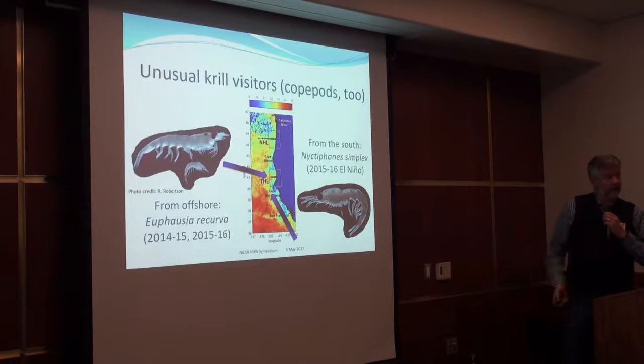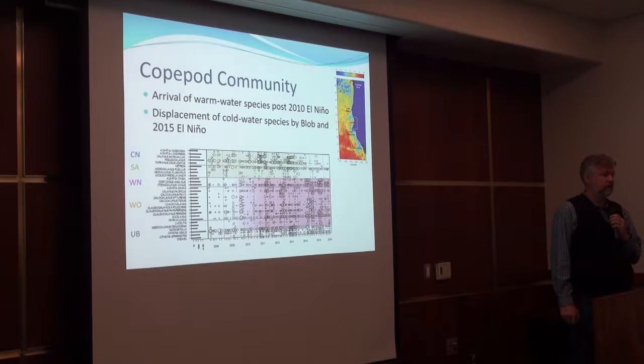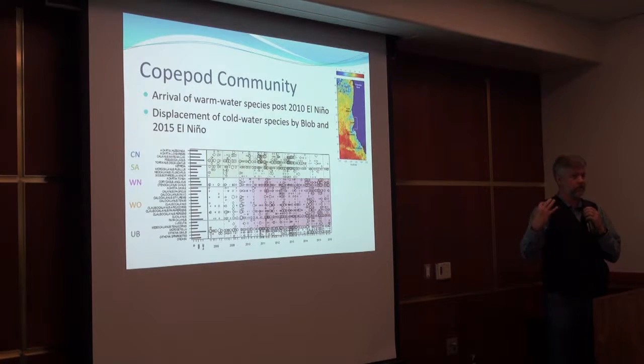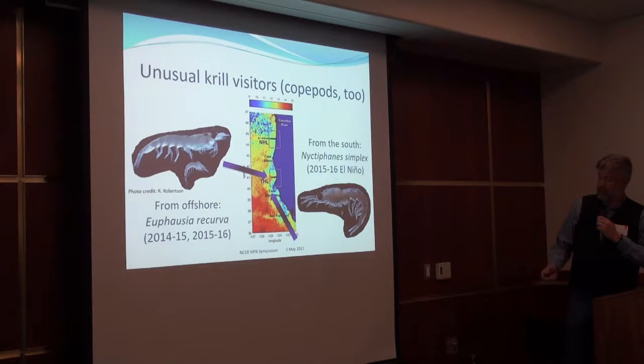The marine heat wave that I just showed you, whoops, let's go back, in 2010 we started seeing a lot more warm water copepod species showing up. When the marine heat wave really hit, the cold water species began to disappear. Okay, we saw pretty substantial ecological, biological, oceanographic changes associated with these climate modes. It also manifested in krill.